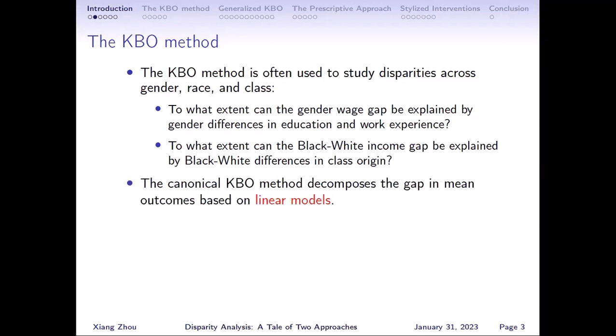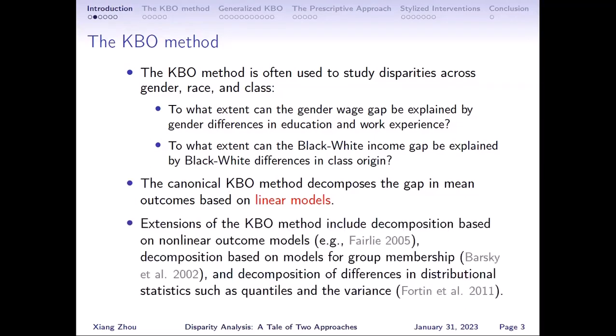So the canonical KBO method decomposes the gap in mean outcomes based on linear models, although extensions of the KBO method have been proposed, which include decomposition based on nonlinear outcome models, decomposition based on models for group membership rather than for the outcome, and decomposition of differences in distributional characteristics other than the mean, such as quantiles and the variance.